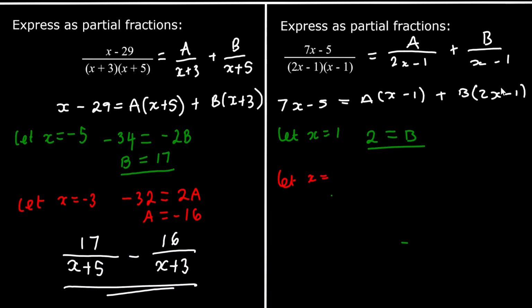It's going to have to be a half. Let x equal a half. So 7 halves take away 5. 7 halves take away 10 halves is minus 3/2. And we have half, take away 1, which is -1/2, -1/2a. This bracket's disappeared, it's 0, so b times 0. So a must be 3.